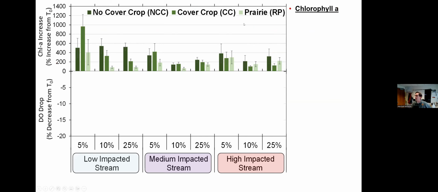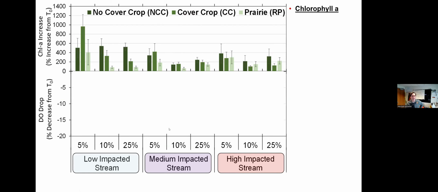This is quite a complex graph. Hopefully you can see this. I hope this hasn't been getting in the way. There we go. Yeah, sorry, I didn't realize that. I was looking at my notes slide.